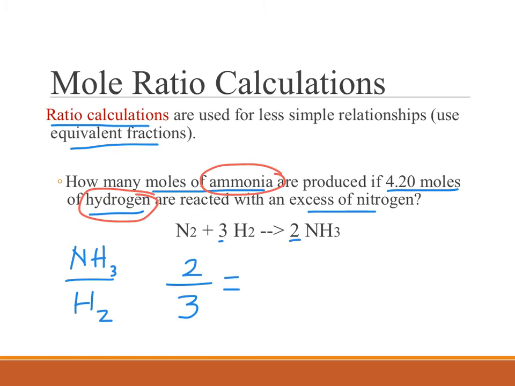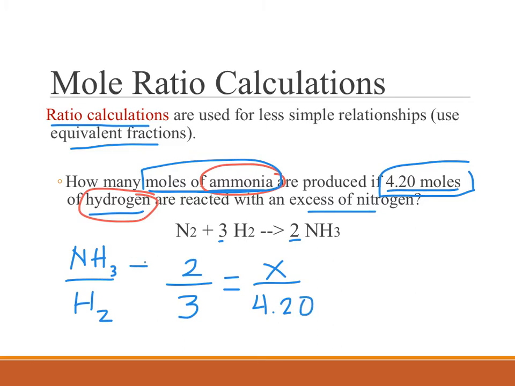We set that equal to an equivalent fraction that is based on the problem. The problem says we have 4.2 moles of hydrogen, and we want to know how many moles of ammonia are produced. We don't know how much ammonia we produce. That's what we're trying to figure out. That's our X. But we know we have 4.20 moles of hydrogen. Notice that the ammonia is always in the numerator and the hydrogen is always in the denominator, which is another reason I like equivalent fractions, because you always keep it in the same place. Then you just use the equivalent fractions to solve for X.